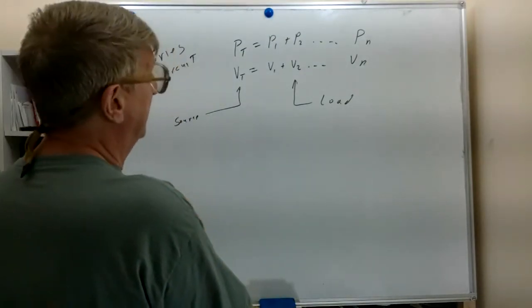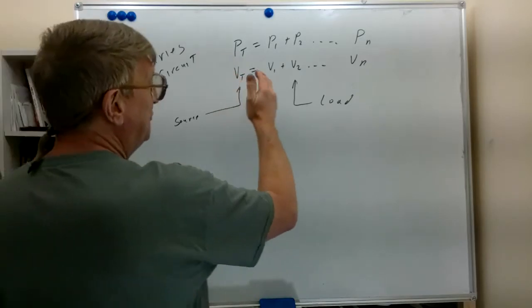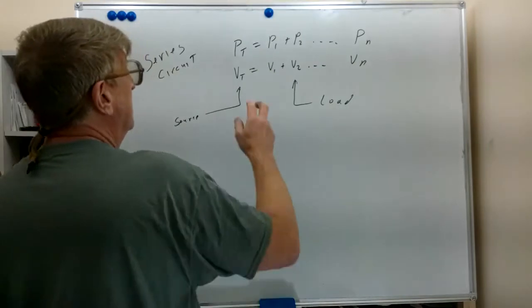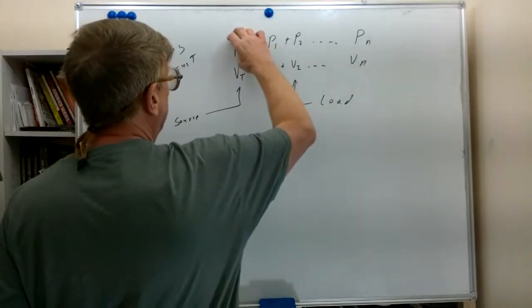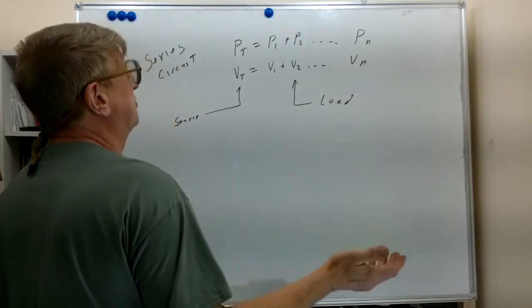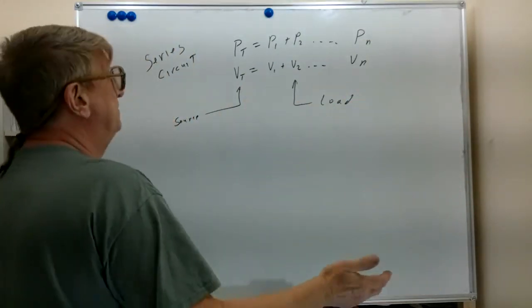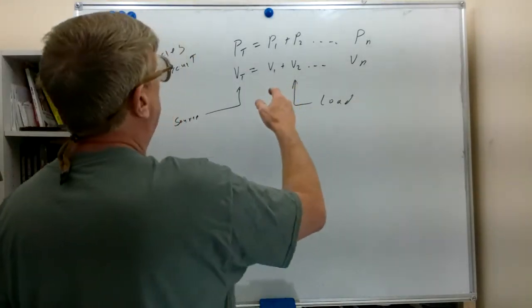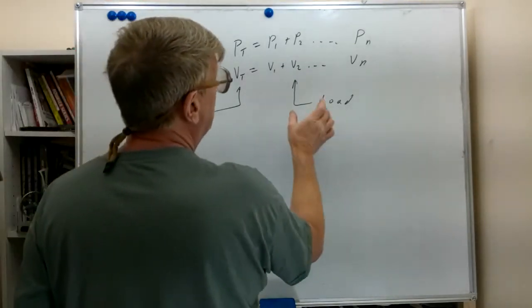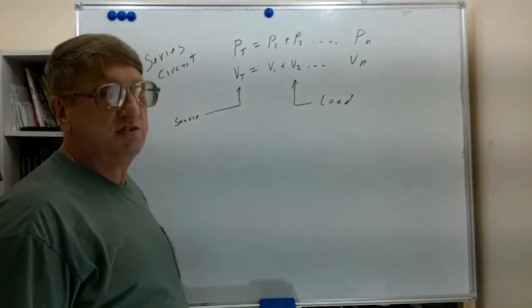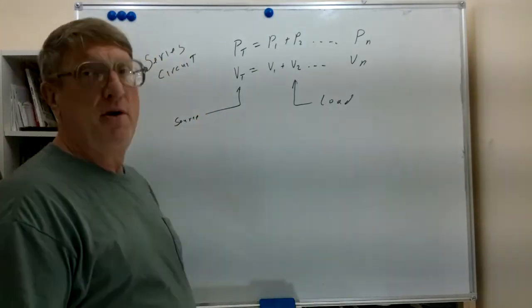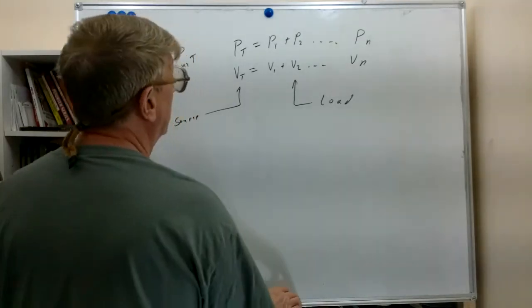But we see here a lot of similarity between this voltage total formula and the power total formula. The power total supplied by the source is the sum of the power consumed by all the components of the load. And on a series loop, the voltage total supplied by the source is going to be equal to the sum of the voltage drops across each component. And the voltage drop would be what you would read across that component if you put your voltmeter directly across it.